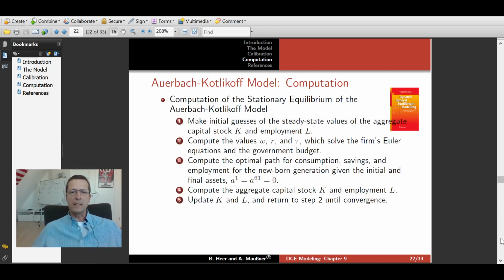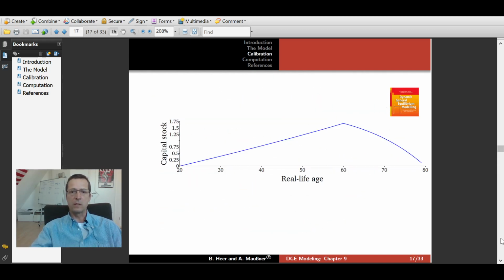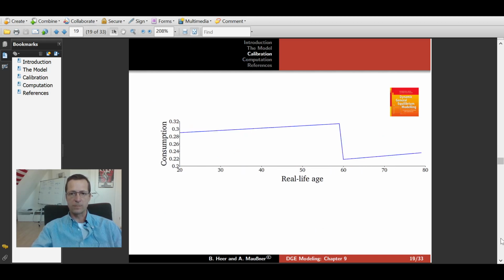Therefore, we use the following algorithm. We first provide an initial guess of the aggregate variables K and L. With the help of these variables, we can compute the factor prices w and r from the first order conditions of the firm, and tau with the help of the government budget. In step 3, we get to the tricky problem of this algorithm: to compute the optimal policy functions, the optimal wealth profiles and labor supply profiles and consumption profiles of the household that you just got to know here. We want to compute these profiles. That's the tricky part.